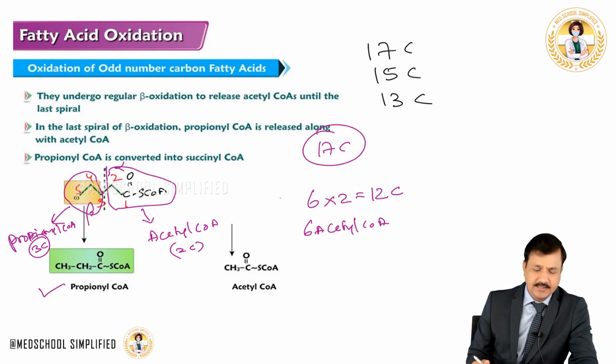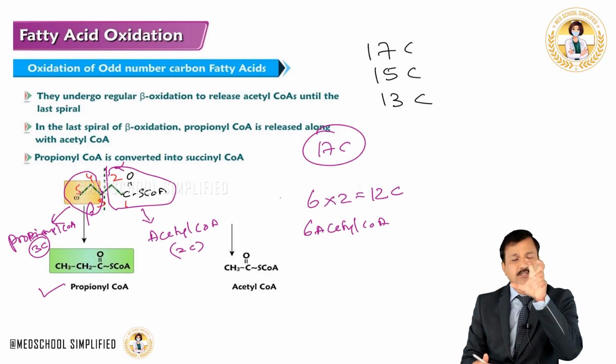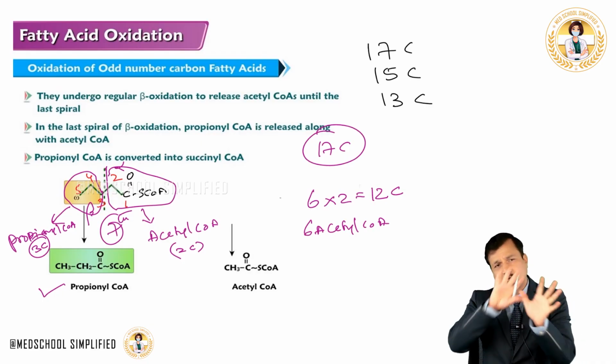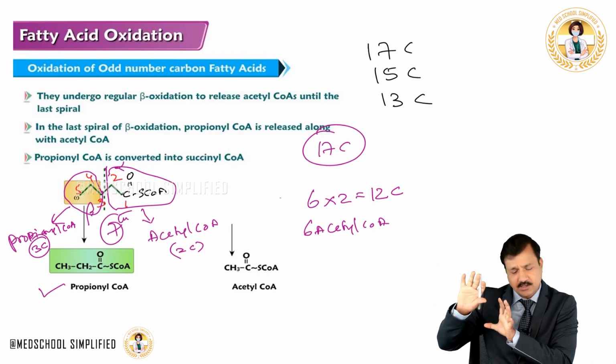So the point here is that in the last beta oxidation spiral, that is this 7th beta oxidation spiral, because we have already done 6 beta oxidation spirals.